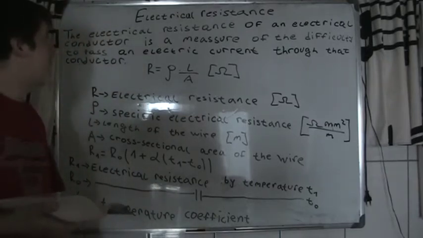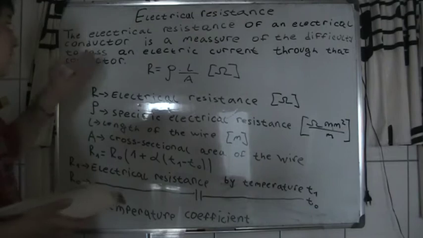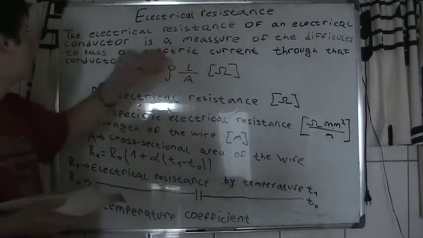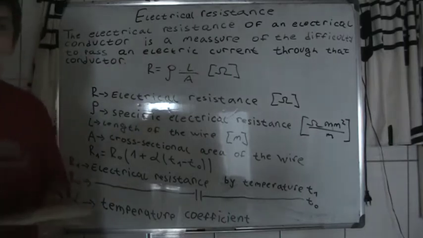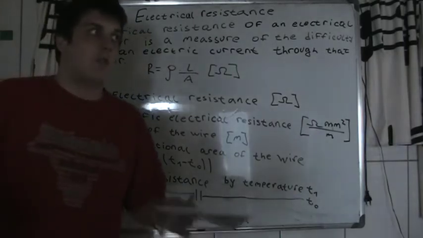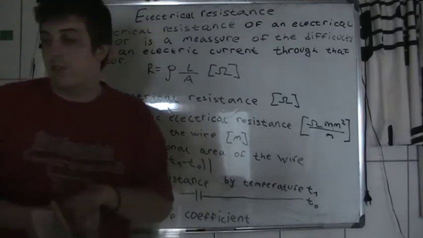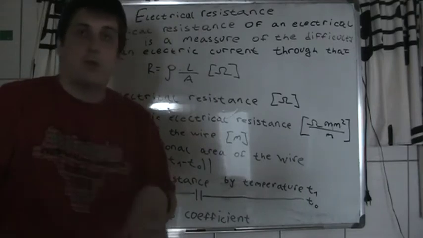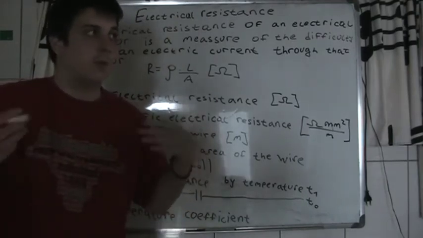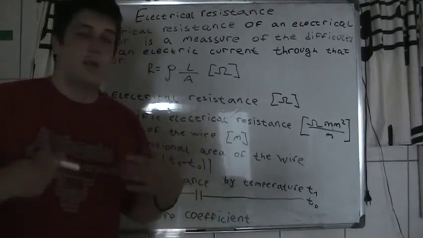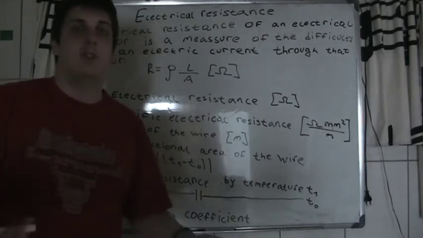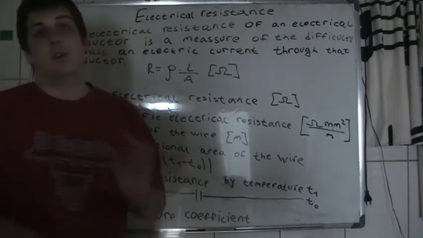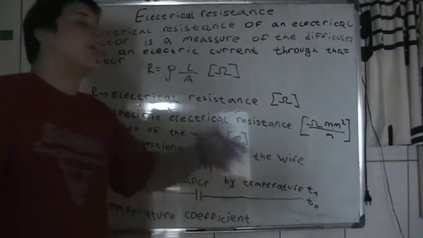Okay, so the electrical resistance of an electrical conductor is a measure of the difficulty of passing an electric current through that conductor. All conductors and all resistors have electrical resistance. Even your body is an electrical conductor, but you also have resistance. Your body doesn't want to have electrical current flowing through itself. Also wires, conductors, insulators, semiconductors, and so on.